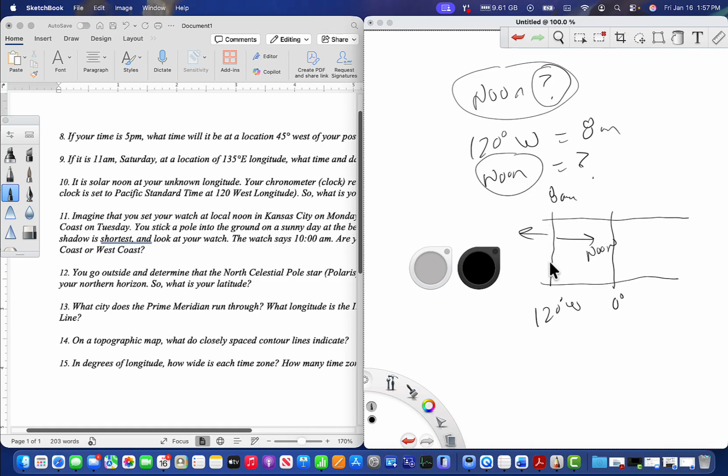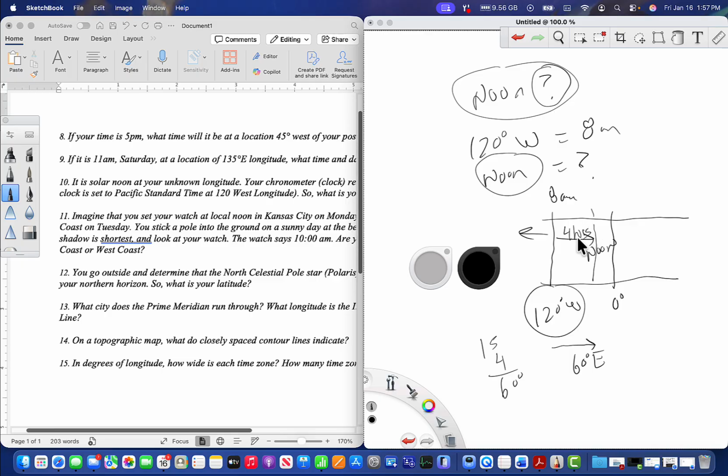Well, if it's 8 a.m. here at 120, and if it's noon right here, that's 4 hours of difference. So our unknown location is 4 hours ahead of 120 west. Okay? So remember, every 15 degrees is 1 hour. So 15 times 4 is 60 degrees. That means our unknown location is 60 degrees east of 120 west.